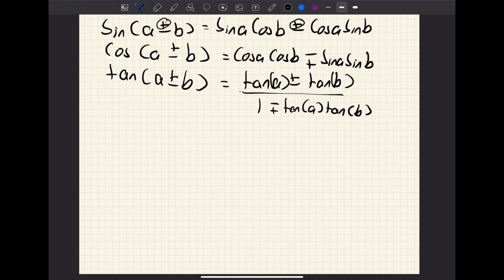So I wrote the equation for tan, compound angles for tan, and this is equal to this. Remember, this was quite hard, right?